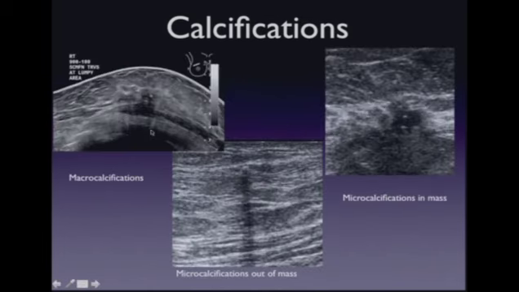And here are some examples of a macrocalcification where we see shadowing. And here we have microcalcifications that we can see within a hypoechoic mass. And in this case, you can see there's several white dots. And here's a macrocalcification with shadowing, but there are multiple other small white dots in the normal breast parenchyma, which is very hard for us to determine if these are really microcalcifications.